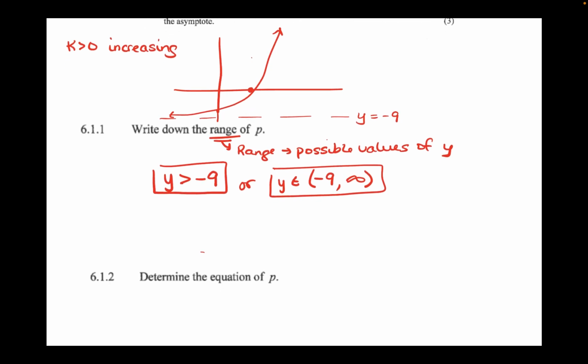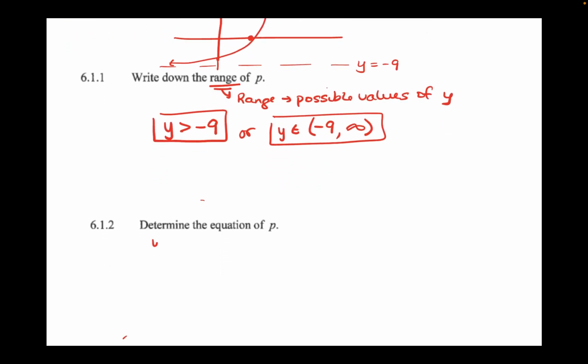6.1.2, determine the equation of p. Okay, so we have y, which is p of x, is equal to k to the x plus q, so we need to find k and q. And we know that our horizontal asymptote is y equals -9, and we also had the point (2, 0).